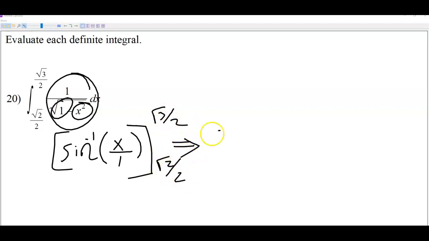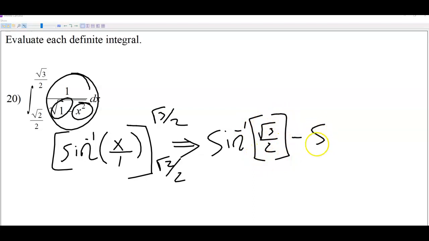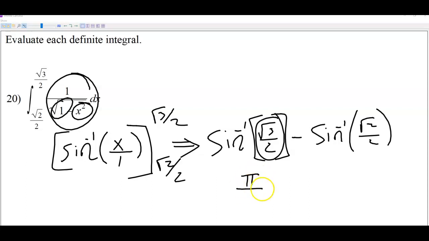Using our fundamental theorem of calculus, then it becomes this. So arc sine of radical 3 over 2. You would find where the y value on your unit circle is equal to radical 3 over 2. And it happens at two places. One of those places is pi over 3, and that's the answer. The other one we don't use because with arc functions, we only use the right side of our circle.